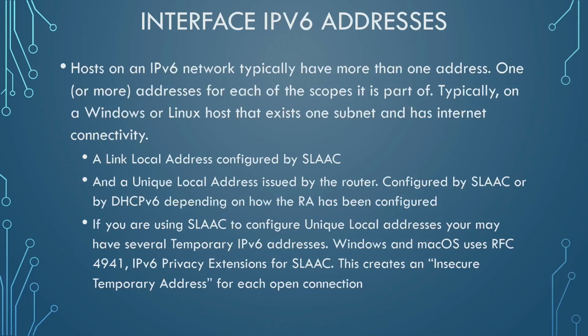On some machines, depending on how many connections you've got open, you may see 50 or more temporary addresses if you look at the interface. Don't be alarmed by that. It's part of the system, and it destroys those addresses after that connection's been closed.